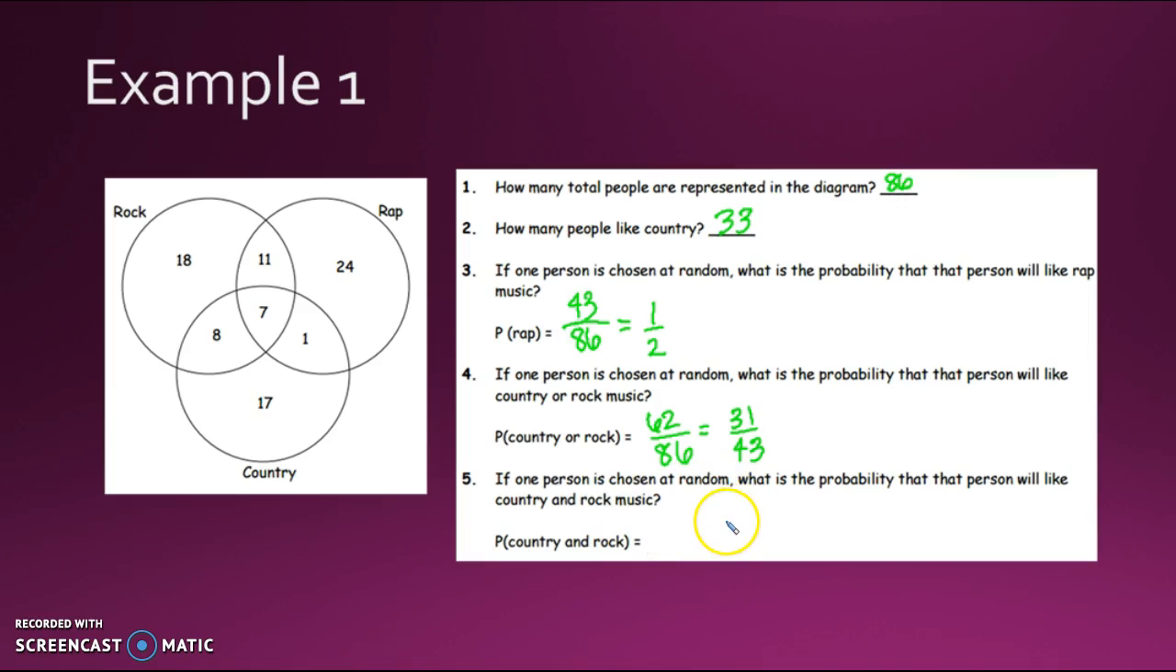And then for the last one, we want to know the probability of it being country and rock. And remember, and we're getting picky, so it's got to be both country and rock, which is going to be the sliver in the middle here of both circles. And so that's 8 plus 7, which is 15 out of the total 86, and that can't be simplified.